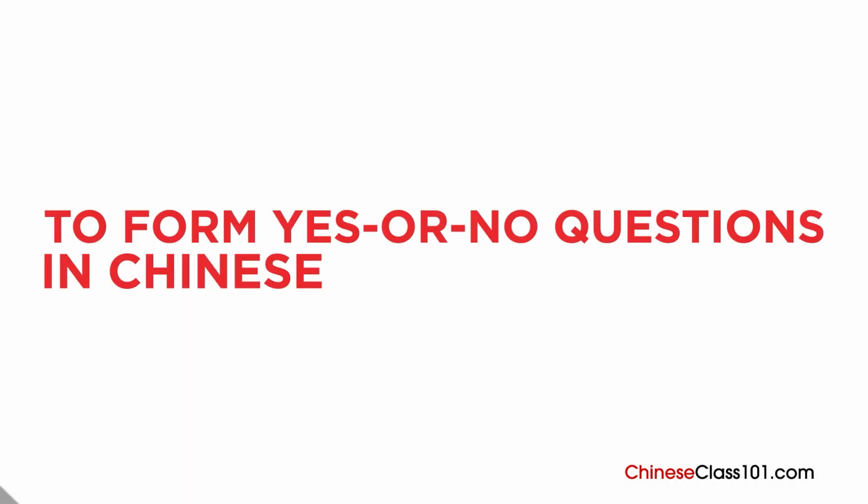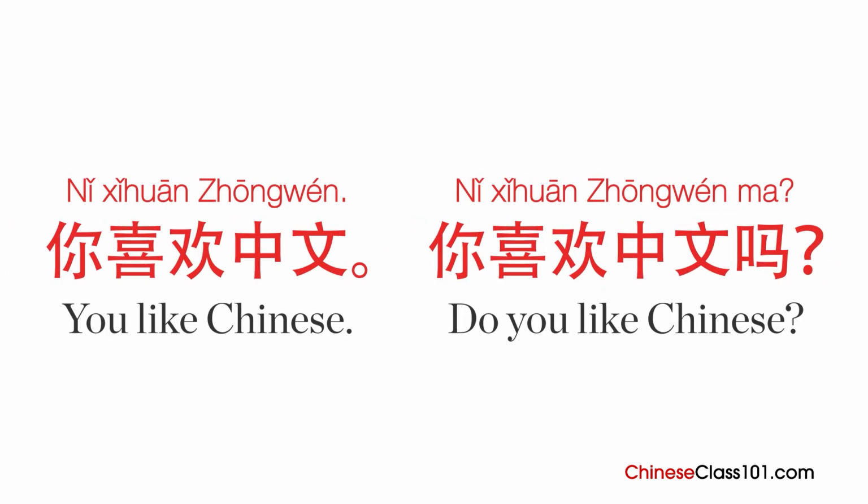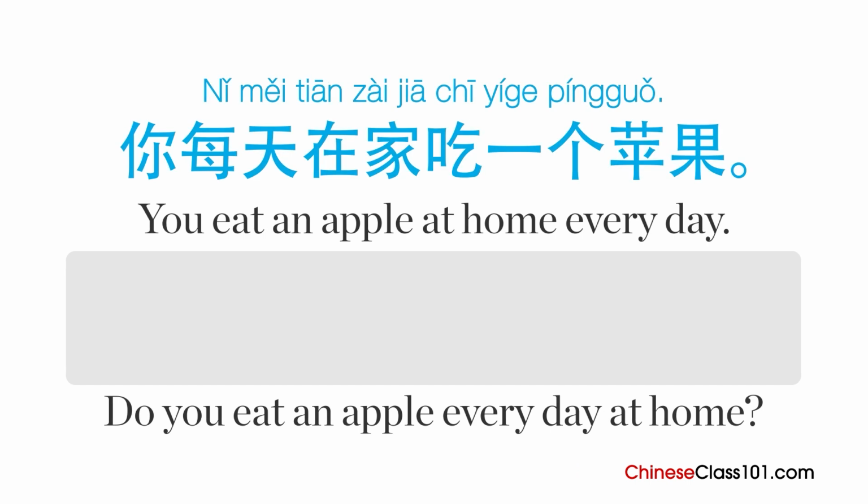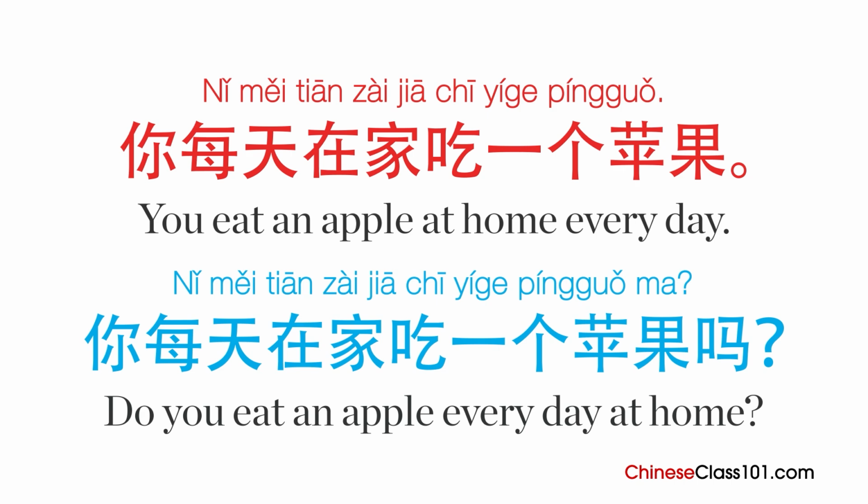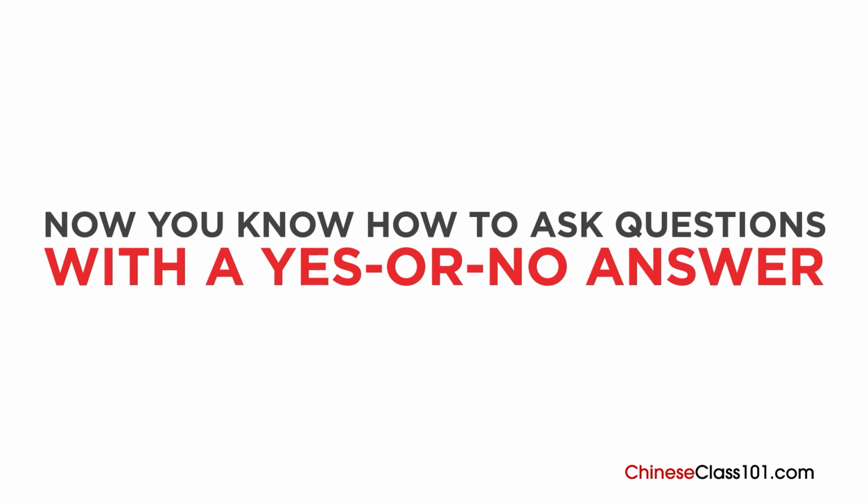To form yes or no questions in Chinese, it can't be easier. Just add a question marker, 吗, at the end of a statement. You like Chinese is 你喜欢中文. To make it do you like Chinese, we simply put 吗 at the end. 你喜欢中文吗? Let's make 你每天在家吃一个苹果 a yes or no question. 你每天在家吃一个苹果吗? Now you know how to ask questions with a yes or no answer.